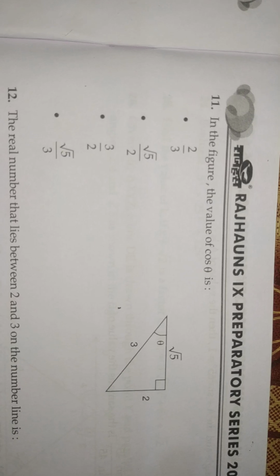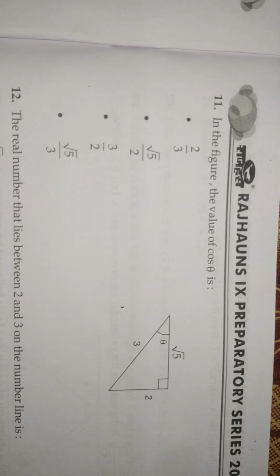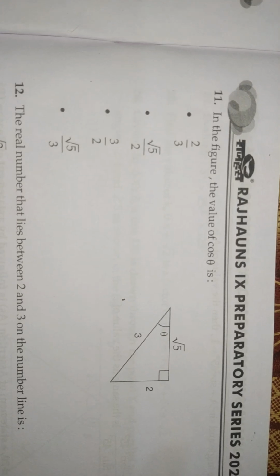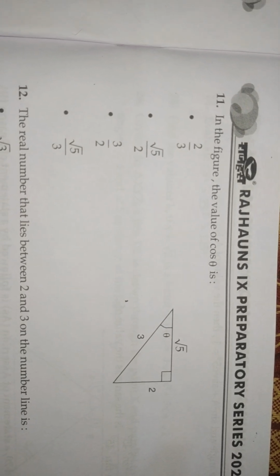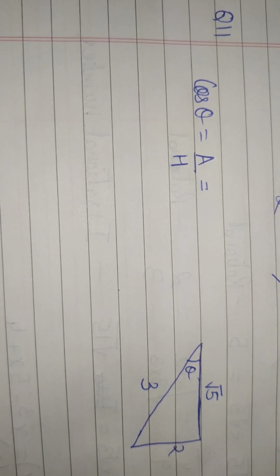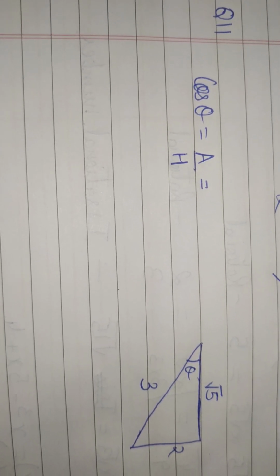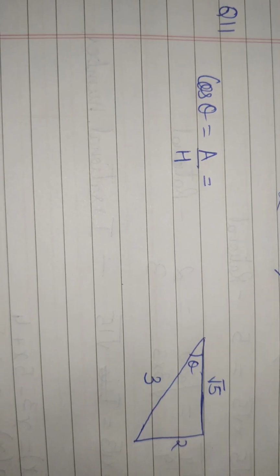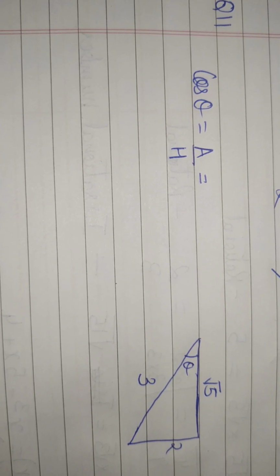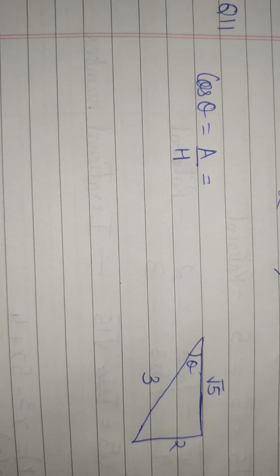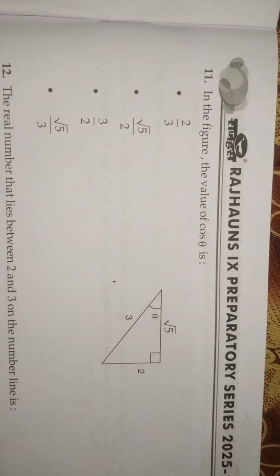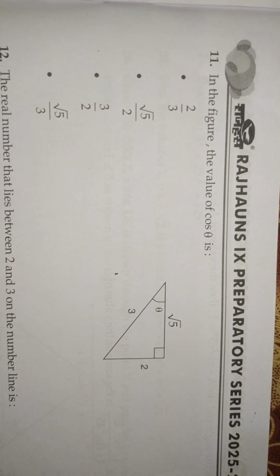In the figure, the value of cos theta is, okay, what is the definition of cos? Cos is equal to adjacent upon hypotenuse. Which is your adjacent side? Root 5 is your adjacent side, and your hypotenuse side will be 3. So your answer will be root 5 upon 3. So the correct option will be D, the last option.